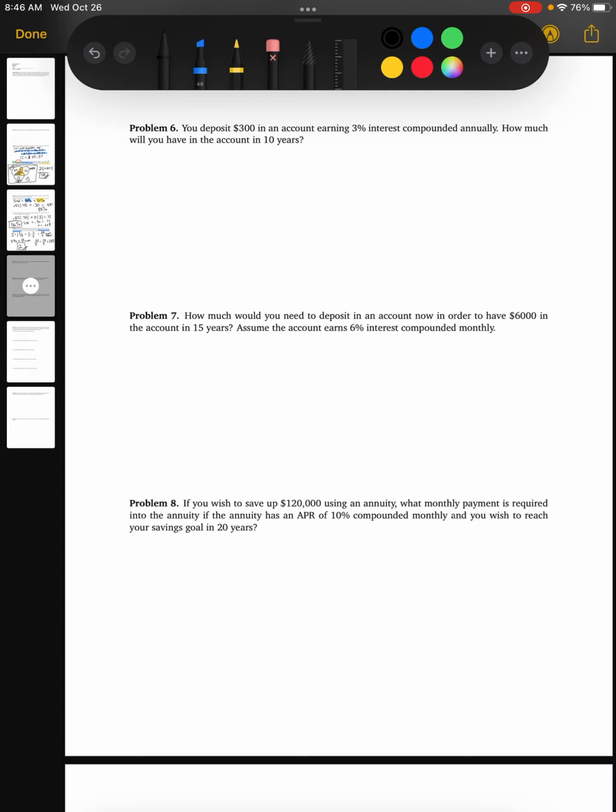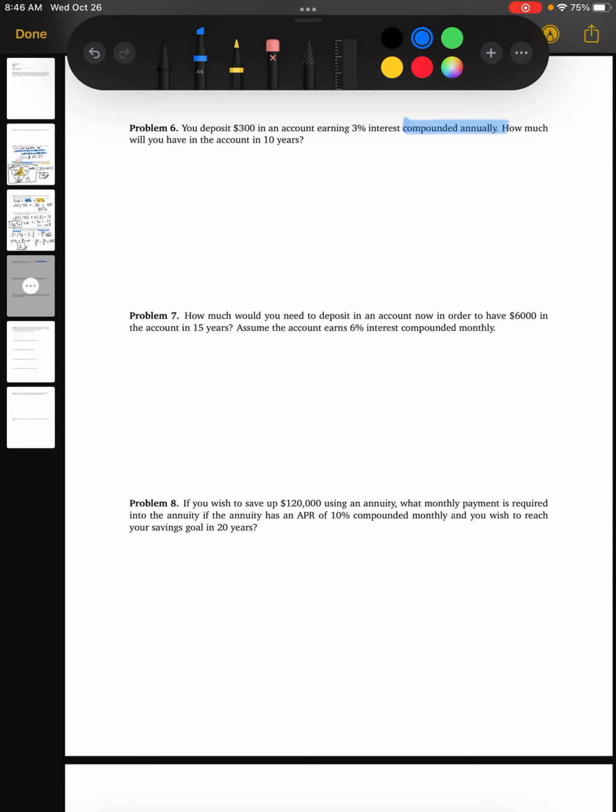So the first problem, problem 6, says you deposit $300 in an account earning 3% interest compounded annually. How much will you have in the account in 10 years? Compounded annually tells me this is a compound interest formula. We currently have two formulas that involve compound interest. One is for annuities, and one is just for compound interest.